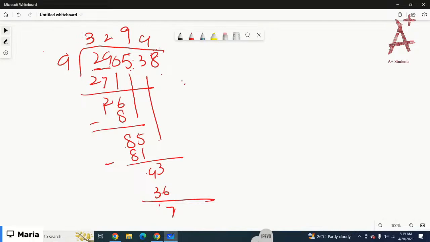Now bring the next digit down. So it would be 9 times 8 is 72, and you are left with 6. Put a decimal point over here and 0 over here.